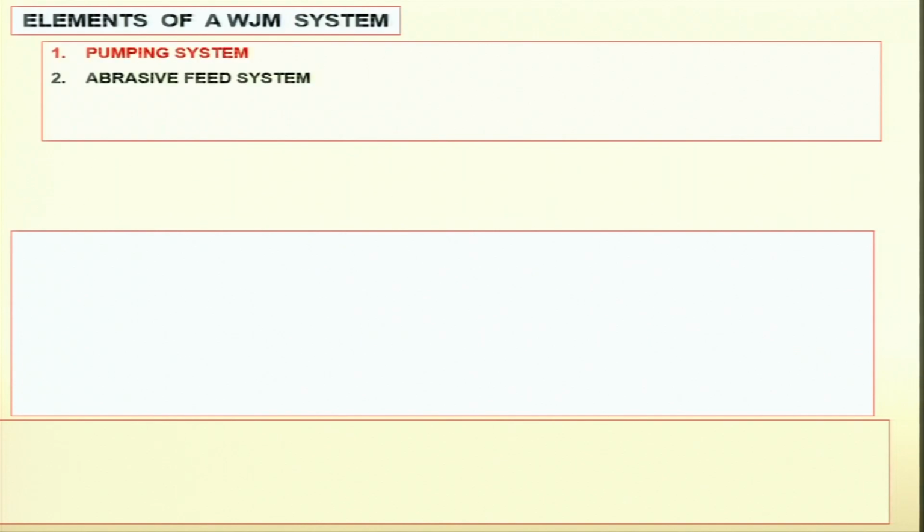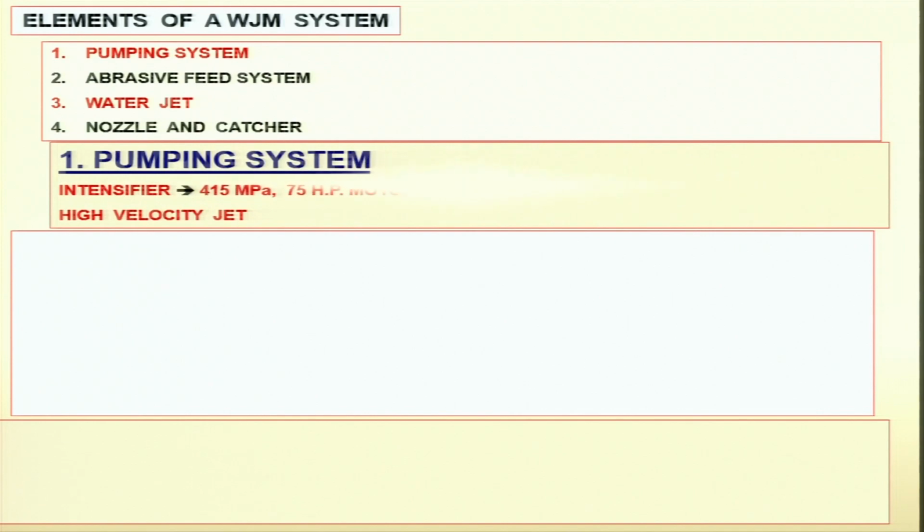Elements of the abrasive water jet machining system: pumping system is there, abrasive feed system is there, water jet system is there, nozzle and catcher is there. Catcher plays a very important role. I will show you. Pumping system, you have the intensifier which can give you as high as 415 megapascal. You have a 75 HP motor over there, but it depends upon the capacity of the motor. It can be 75, it can be 70 or 65. You have the high velocity jet.